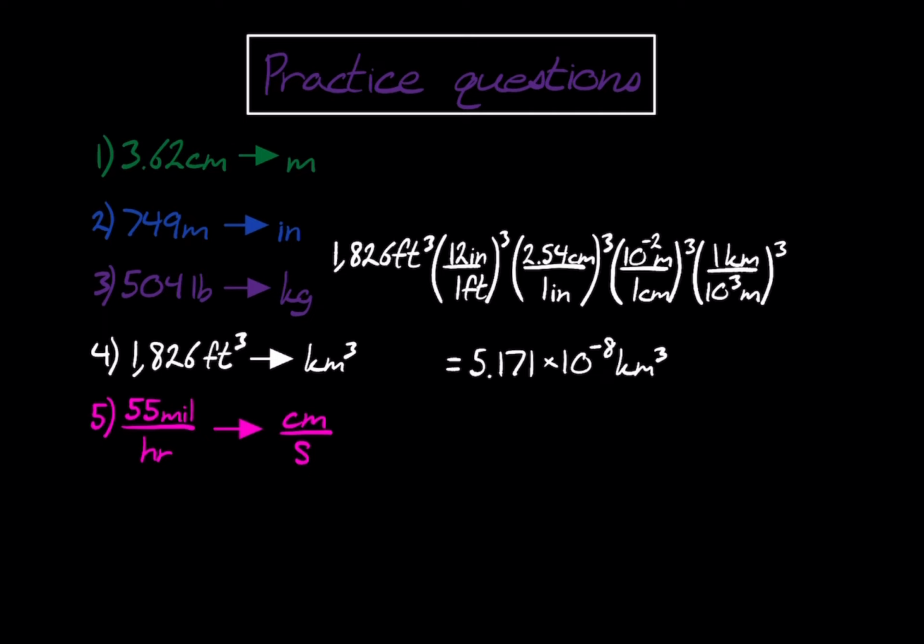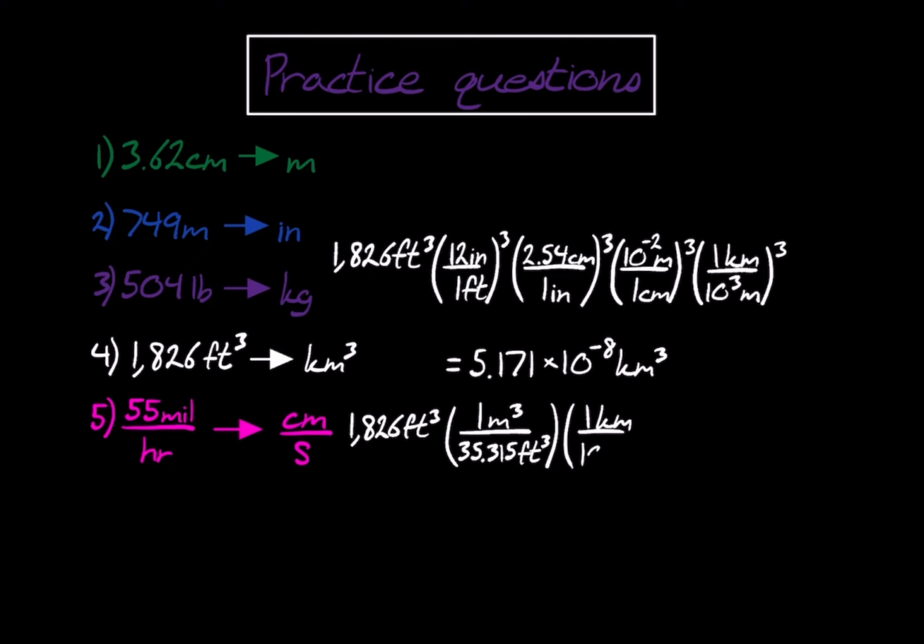Another way you could have written this equation is 1,826 cubic feet, open parentheses, 1 meter cubed on top, divided by 35.315 cubic feet on bottom, close parentheses. This conversion factor of cubic meters to cubic feet should also be provided to you by your professor. Then, open parentheses, 1 kilometer on top, divided by 10 to the power of 3 meters on bottom, close parentheses, cube it, which would give you the same answer as before, 5.171 times 10 to the power of negative 8.